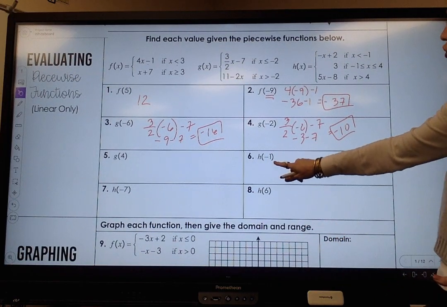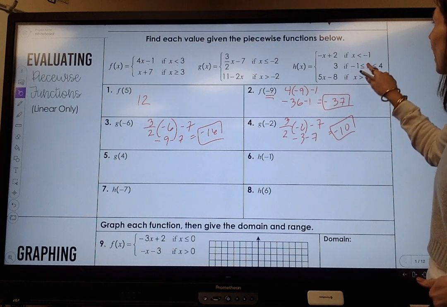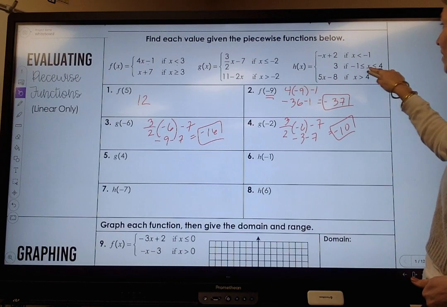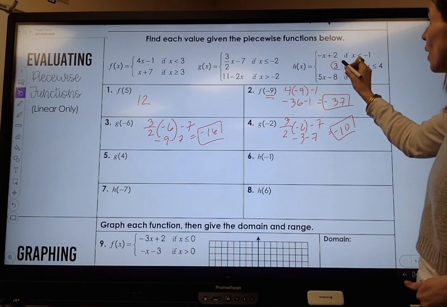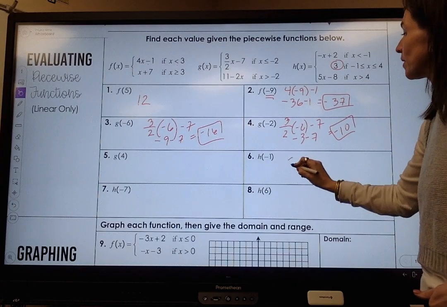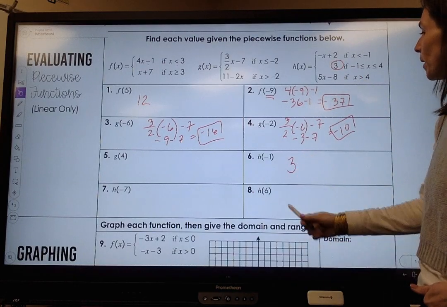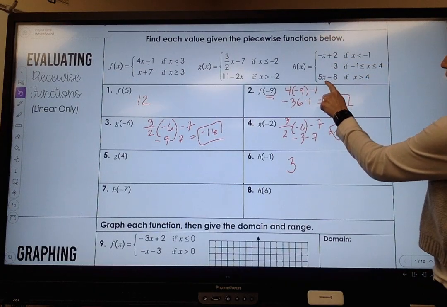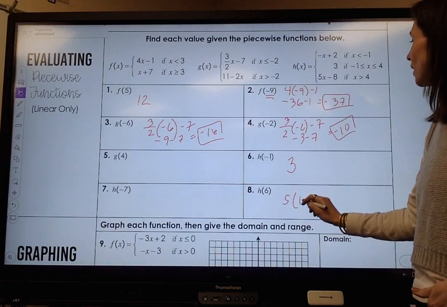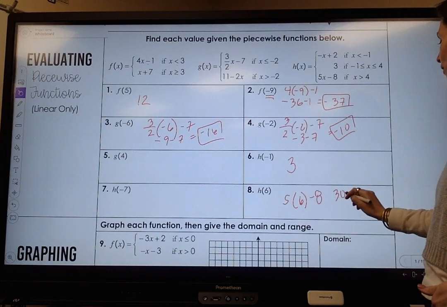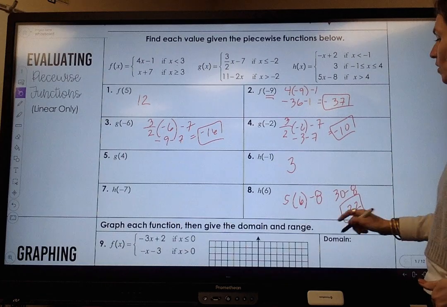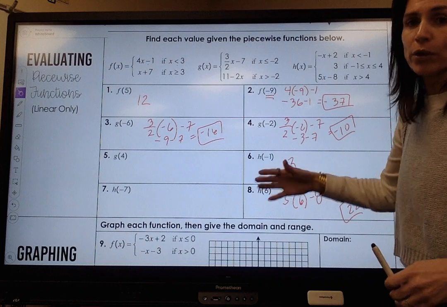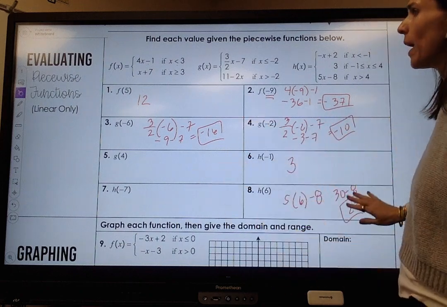So let's look at an h function because we haven't done that before. All right, if the input is negative 1, I'm not going to evaluate it when it's right here. I'm going to evaluate it when it's right here because it's equal to negative 1. Well, I have no option. No matter what it is, my output's going to be 3. That's my output. Now, when h is 6, that means I'm going to use this function. 5 times 6 minus 8, and I get 30 minus 8, and that's 22. So when my input is 6, my output is 22. So that's what it looks like when you're evaluating an input, you still get one output.